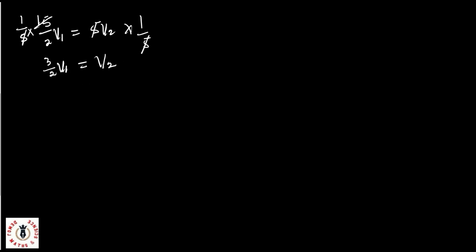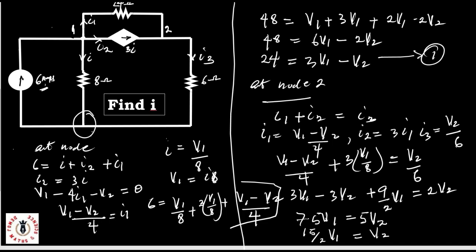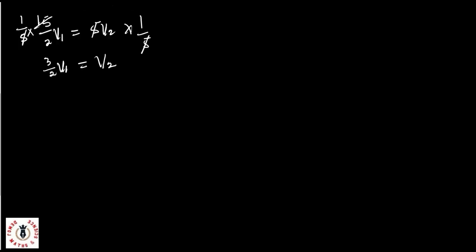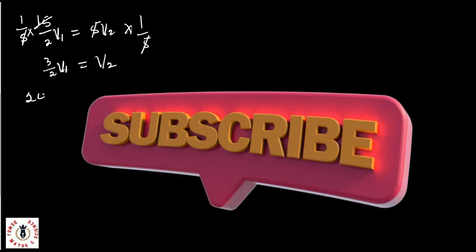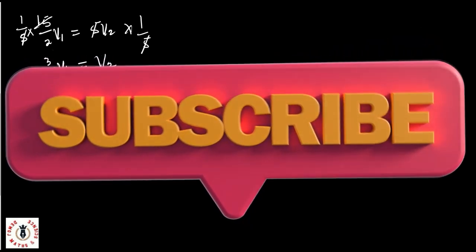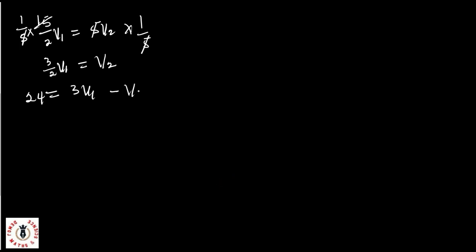Now let's get back to our first equation. Our first equation says 24 is equal to 3V1 minus V2. In place of V2, I can substitute 3 over 2 V1. So 24 will be equal to 3V1 minus 3 over 2 V1. 3 over 2 is the same as 1.5. 3 minus 1.5, obviously that's 1.5. So 24 is equal to 3 over 2, which is 1.5 again, V1.